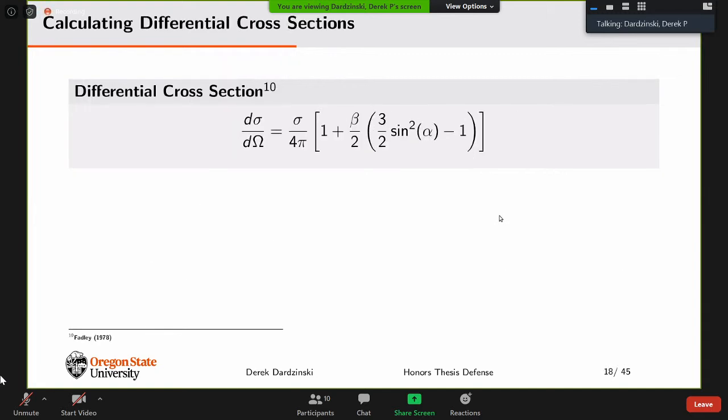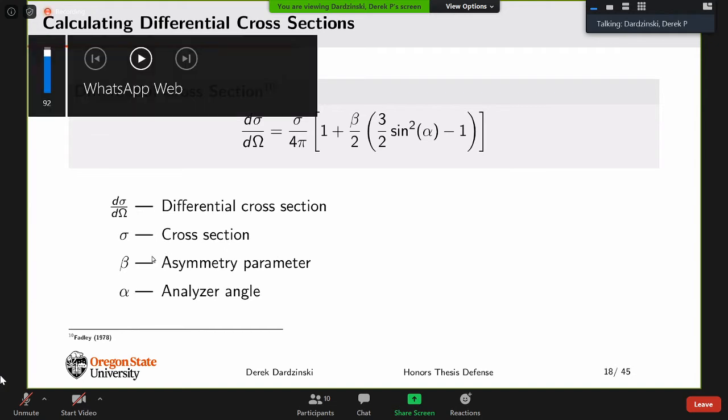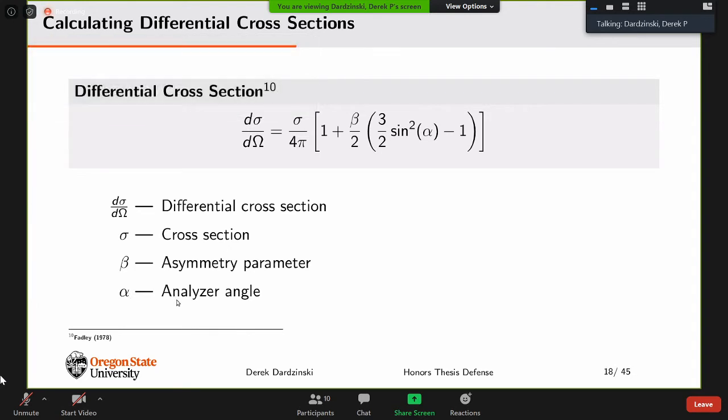And to calculate the differential cross-section, we use this equation again from Fadley, where it's a function of the cross-section, the asymmetry parameter, and the analyzer angle. The cross-section and asymmetry parameter are material and core level dependent, and then also the analyzer angle is system dependent.